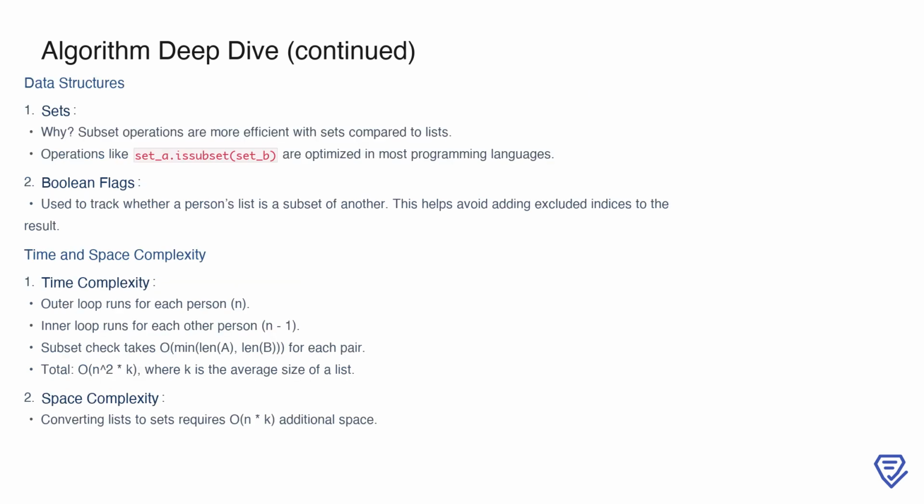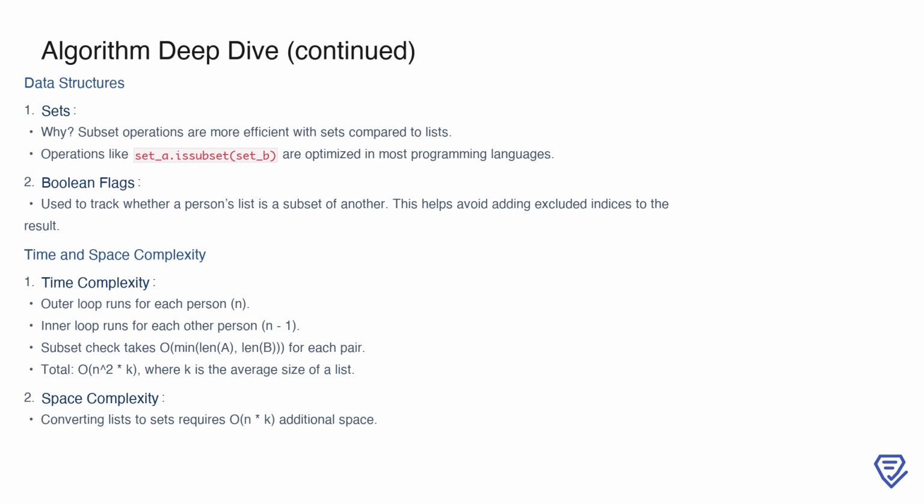To implement this algorithm efficiently, we rely on two key data structures. The first is sets, which are chosen because they support fast and optimized subset operations in most programming languages. For example, the issubset method in Python provides an intuitive and efficient way to check if one set is contained within another. The second data structure is Boolean flags, which we use to track whether a person's list has been marked as a subset. This prevents us from mistakenly adding excluded indices to the final result.